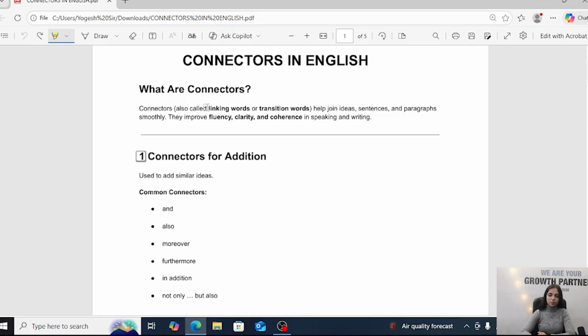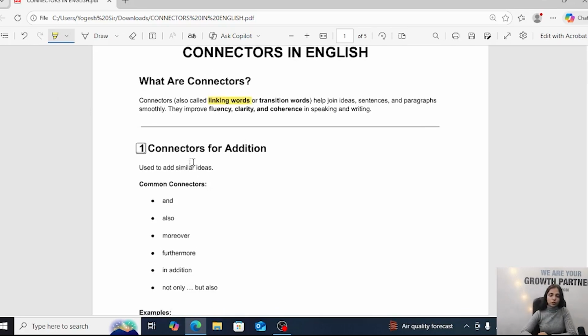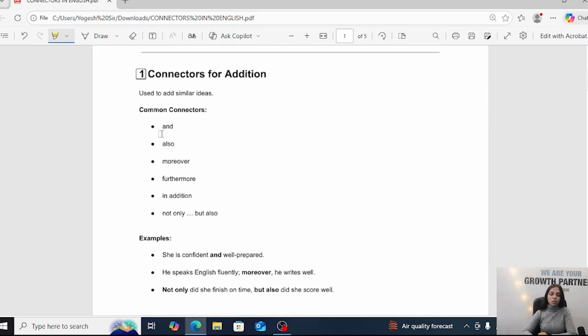See, connectors are simply linking words. They are the linking words which help us to connect words, sentences, or maybe even situations, just like we have to make stories. So first are the connectors of addition. You must be aware of the word and. When you have to say two sentences like I like singing, I like dancing, you have to connect both sentences. You simply say I like singing and dancing.